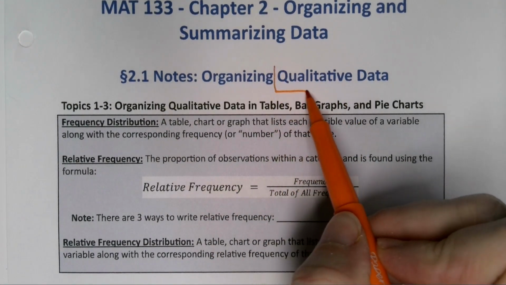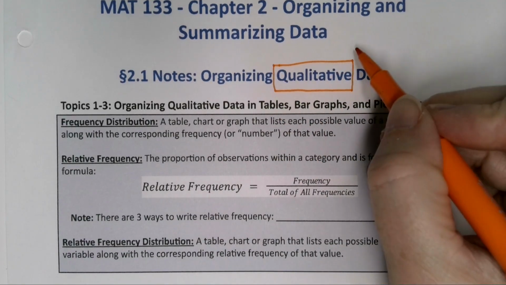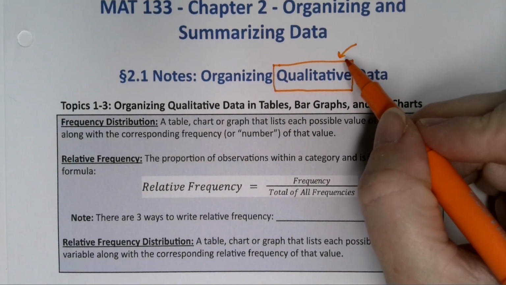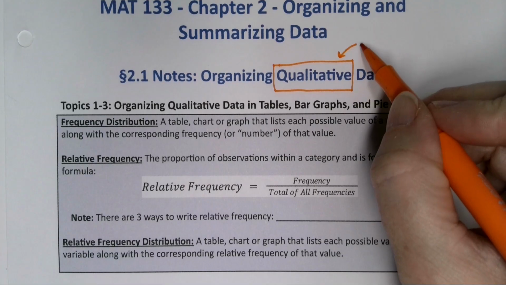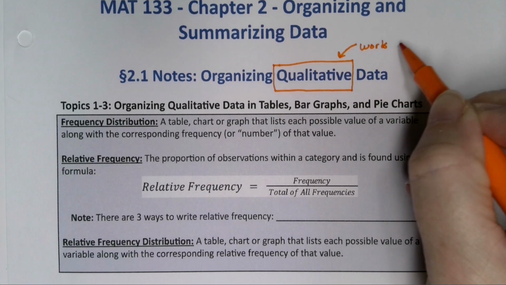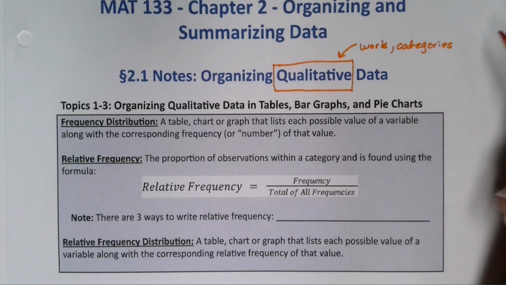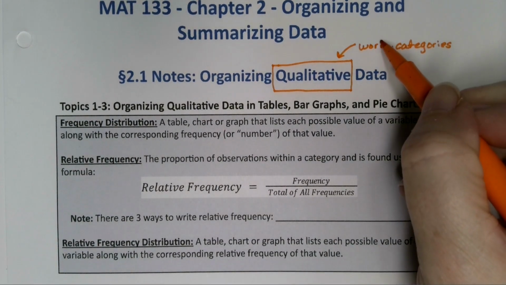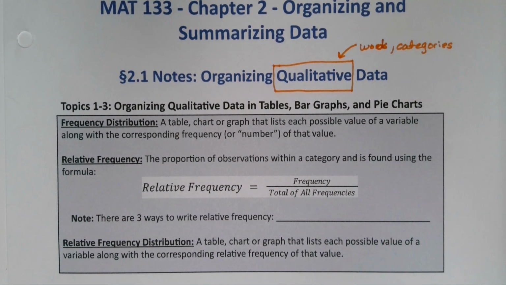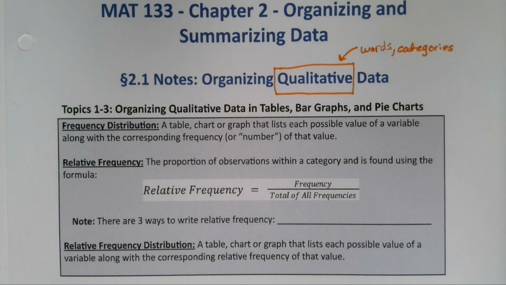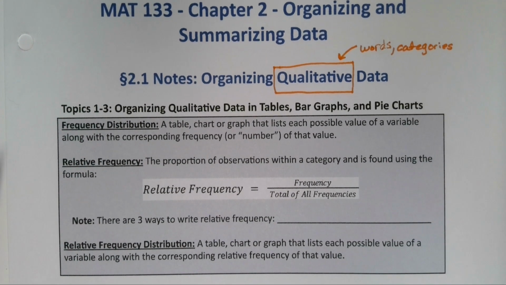Now remember from Chapter 1, if you've watched those notes, qualitative data are data that are words or categories, right? Not numbers, or if they are numbers, they're numbers that cannot do meaningful calculations. Okay, so we need to learn a few definitions.